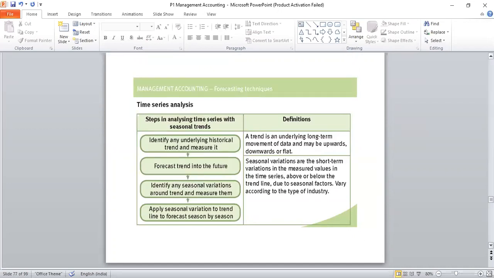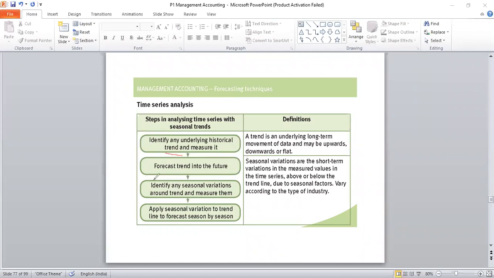Another technique is time series analysis. What are the steps in time series analysis? Basically, over a period of time, the data is considered to understand what trend is present in the data. Once the trend is established, that trend can be used to estimate future values. The first step is identifying any underlying historical trend. Once the trend is established, it will be used to estimate the values for the future period.